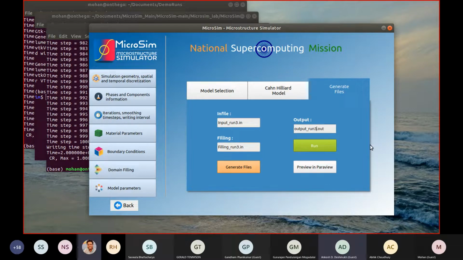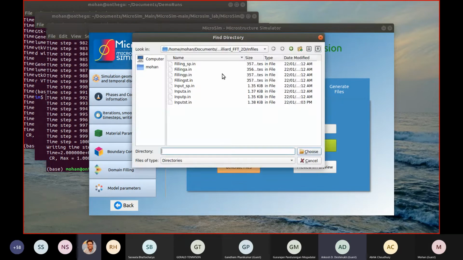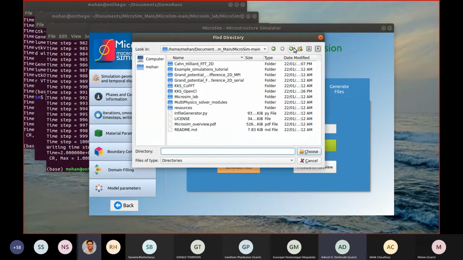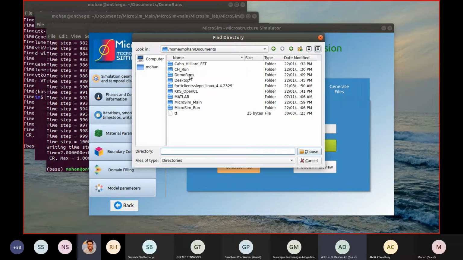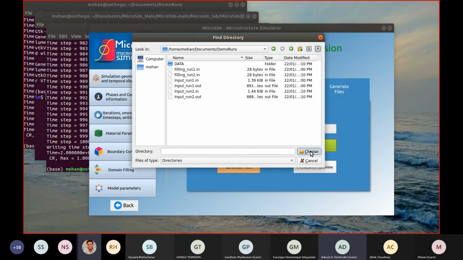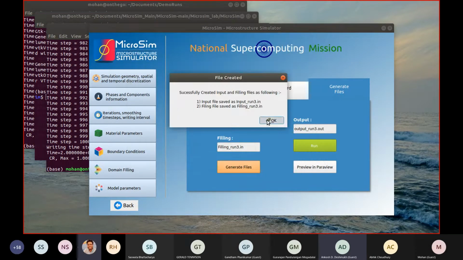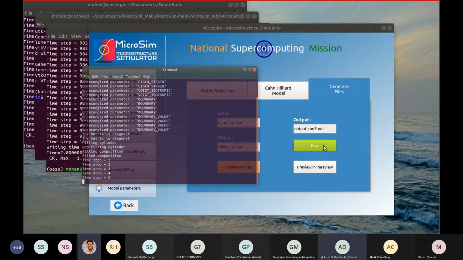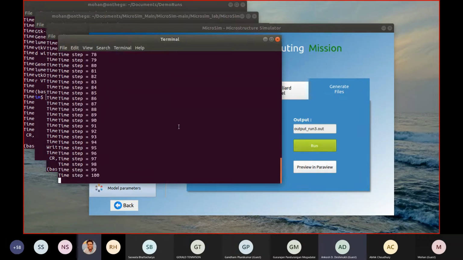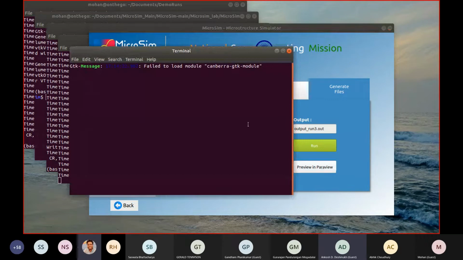So to keep track of what we are doing, you can give a name of your convenience. I have to generate the files, so I'm going to generate these files in the same place as the demo runs, and I'm going to save over here. So those files are generated, and I'm going to run. So the solver is creating the input and output files. So let us see with a preview.